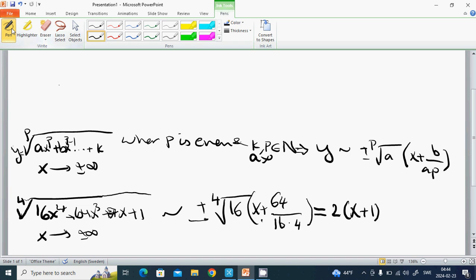If p is odd in that expression, then y is corresponded with x plus b divided by p.